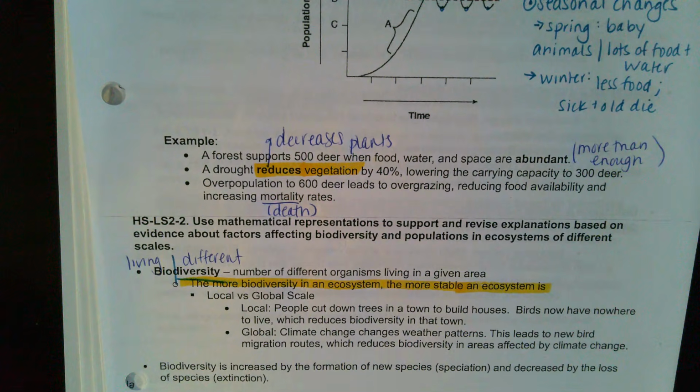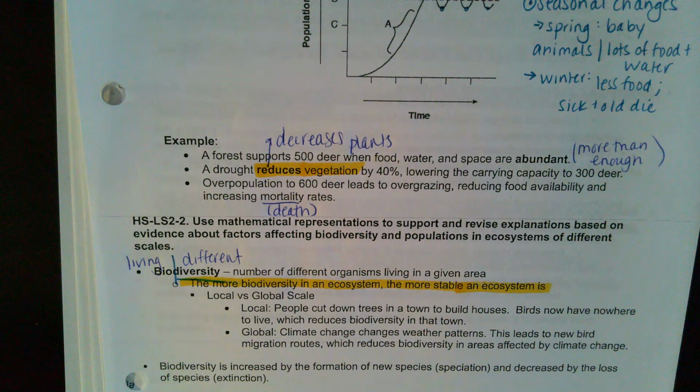The local versus global scale. Local: people cut down trees in a town to build houses. Birds now have nowhere to live, which reduces the biodiversity in the town. Global: climate change changes weather patterns. This leads to new bird migration routes, which reduces biodiversity in areas affected by climate change.